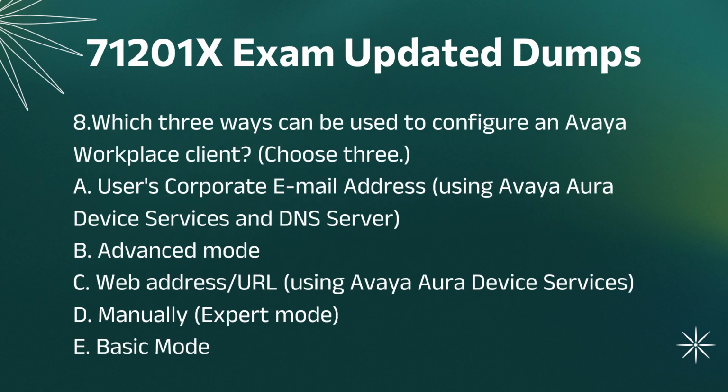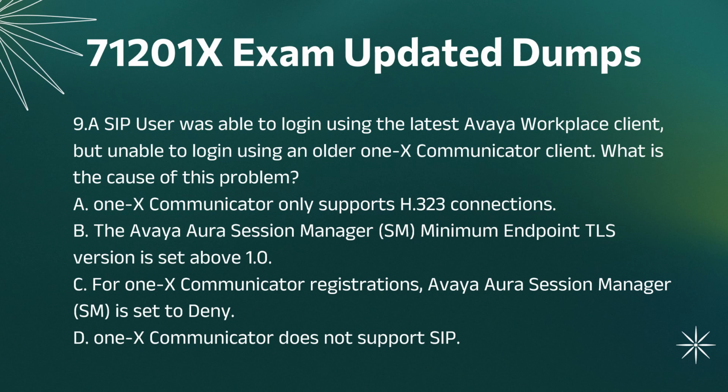8. Which 3 ways can be used to configure an Avaya Workplace client? Choose 3. A. User's corporate email address, using Avaya Aura Device Services and DNS Server. B. Advanced mode. C. Web address, URL, using Avaya Aura Device Services. D. Manually, expert mode. E. Basic mode.